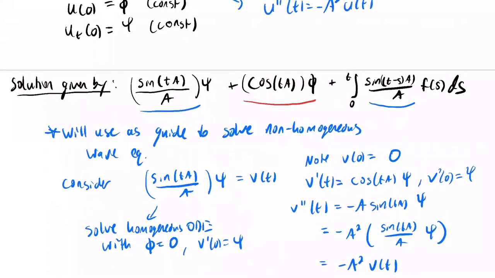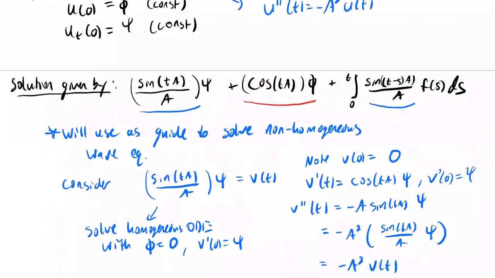Right, so we've kind of broken up the problem into two pieces. This is like the solution corresponding to the initial velocity, and then you also have the term corresponding to the initial position, and then finally you have this term corresponding to the extra outside force F.